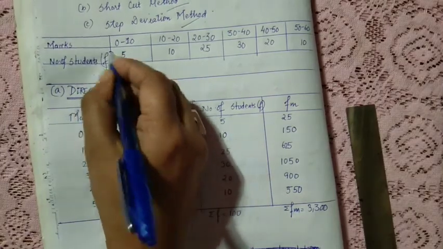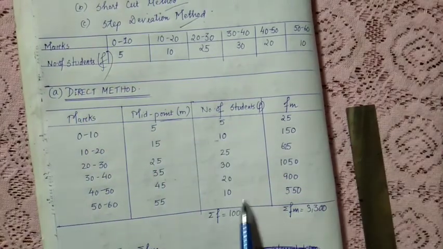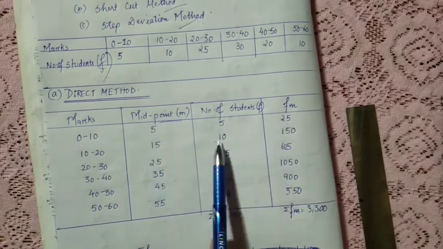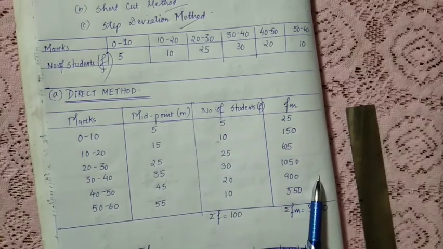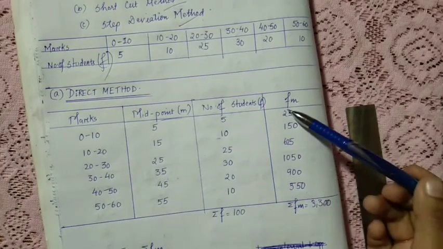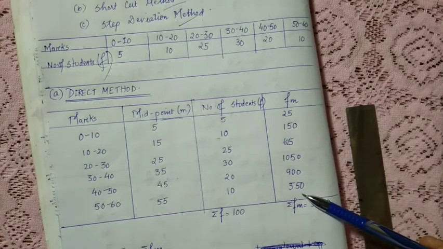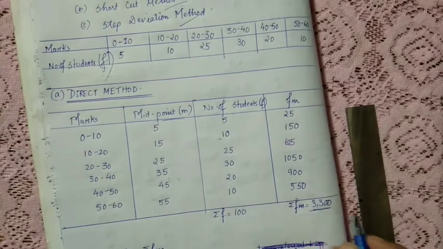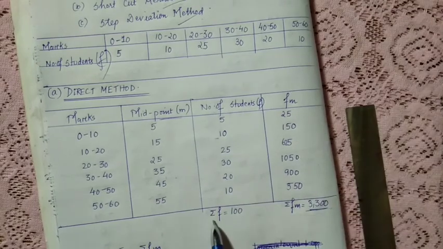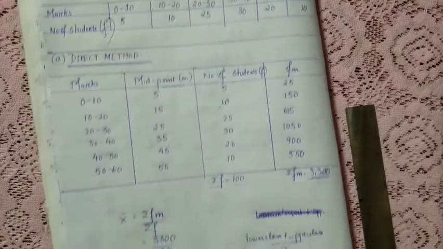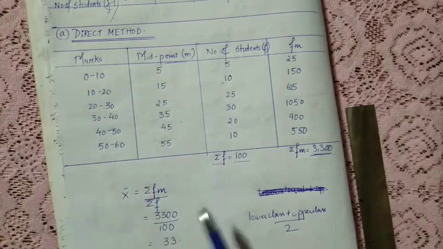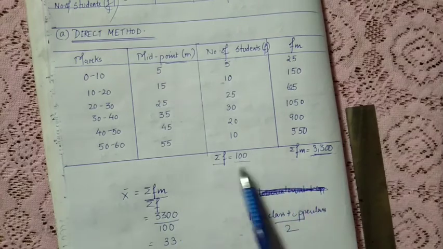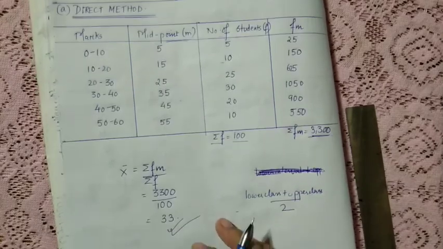Once you find out the midpoints, you note down the frequencies, that is the number of students. So this is F. Note down the F values here and multiply the midpoint value and the F value. 5 into 5 is 25, 15 into 10 is 150 and so on. Once you find FM, find the sum of all the FM values. Sigma FM, you add up all the values, you will get 3300. And you add up the frequency values and you will find sigma F. So how to find the mean? By using direct method, the formula is sigma FM divided by sigma F. You divide these two values, you will get the mean value, that is 33.